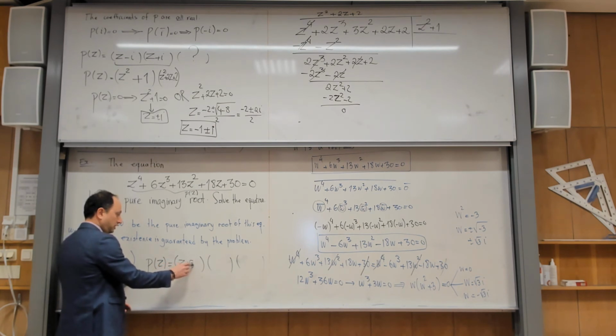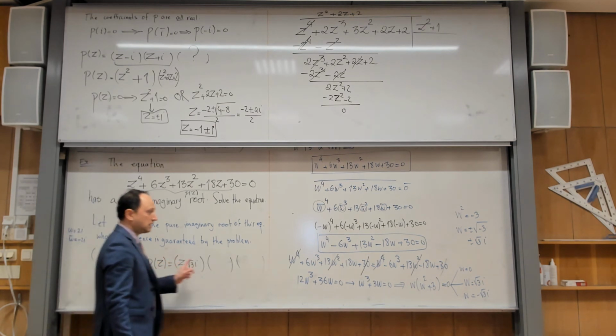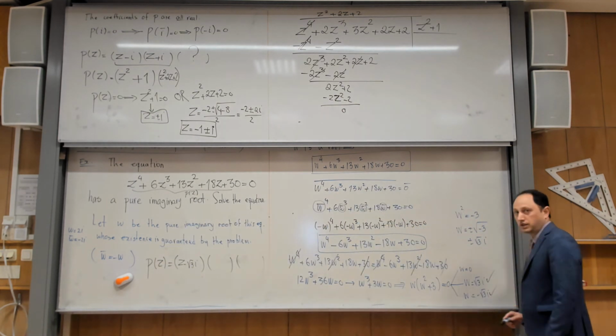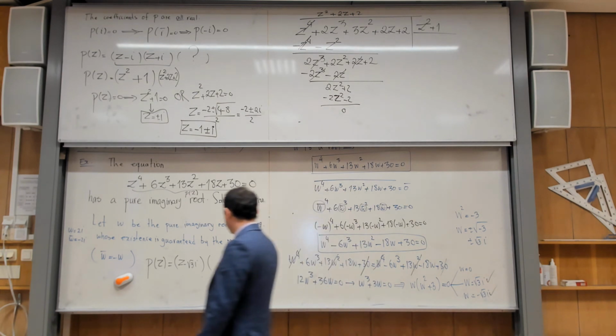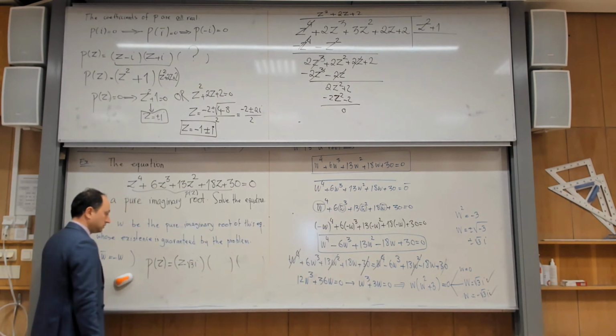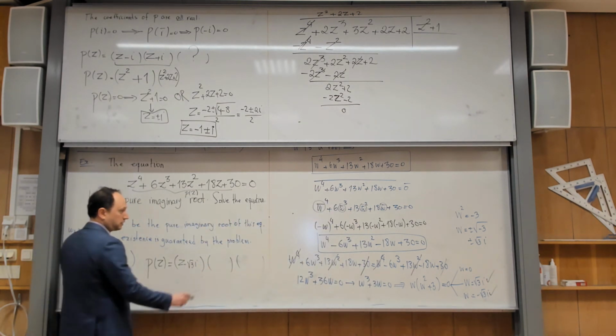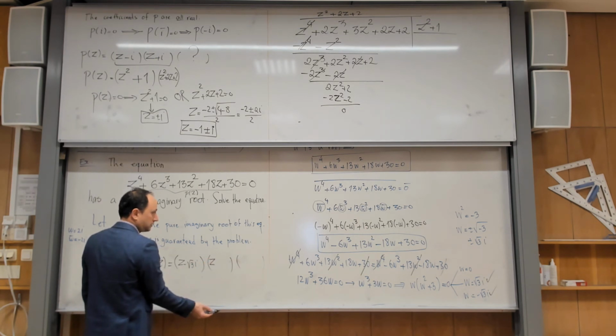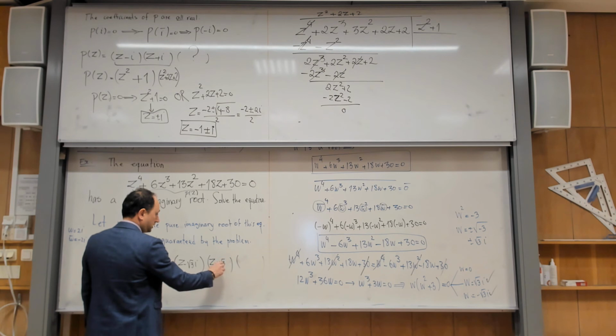The square root of 3i. Okay, so I use this fact. But there is also another root here. So what can I write for the second one? What? Z plus square root of 3i.